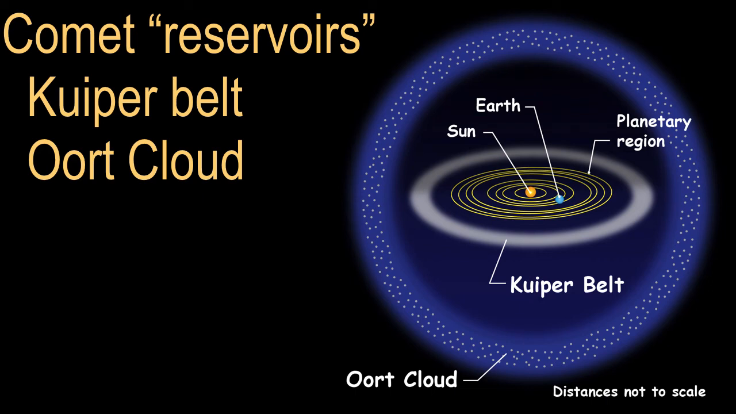Okay, reservoirs of comets: the Kuiper Belt and the Oort Cloud. The Kuiper Belt is here. You've read about it. You did some questions about the Kuiper Belt. And that's out past the orbit of Neptune. And then the Oort Cloud is like a spherical distribution. It looks like a donut here, but it's actually spherical. And it's way, way out there. So there's a lot of comets out here.